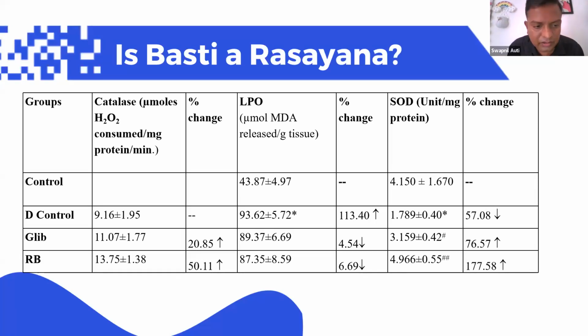It was in my PhD thesis what we did. We gave Rasayan Basti. Rasayan Basti is nothing but we use the kashaya of guduchi, gokshura and amalki in rasayana, and in kalka also, and we did the Basti. And you can clearly see these markers, which are actually the markers of antioxidant activity. So we can clearly see the catalase activity increasing in the rasayana Basti group more than the modern control.